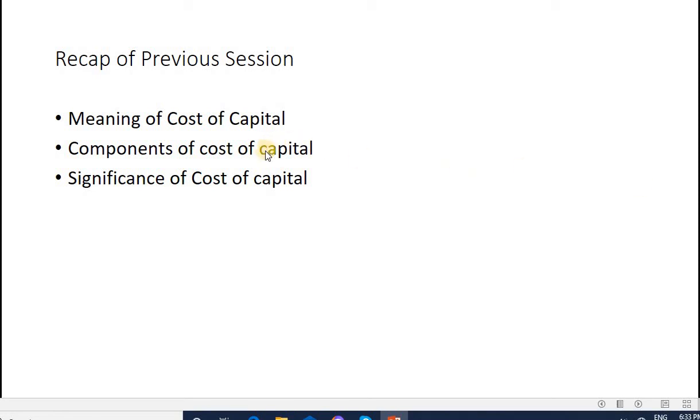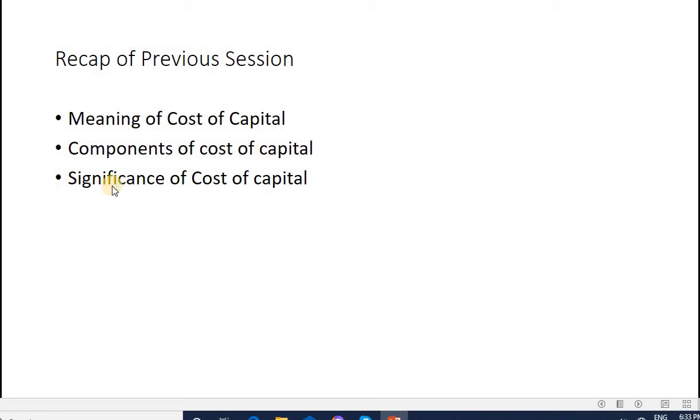We also saw the components of cost of capital. It includes equity shares, debentures, the debt capital, preference shares, retained earnings. These all make the components. The cost of capital also includes retained earnings, where the company has retained the profit instead of paying the dividend.